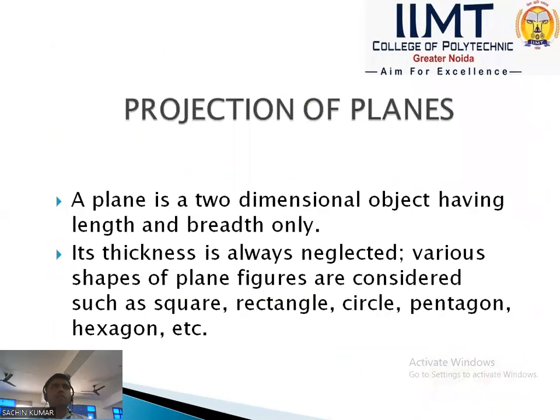So, projection of lines and planes. We have discussed the projection of a plane. What is a plane? A plane is a two-dimensional object having length and width only. Its thickness is always negligible. Various shapes of plane figures are considered, such as a square, rectangle, circle, and hexagon.